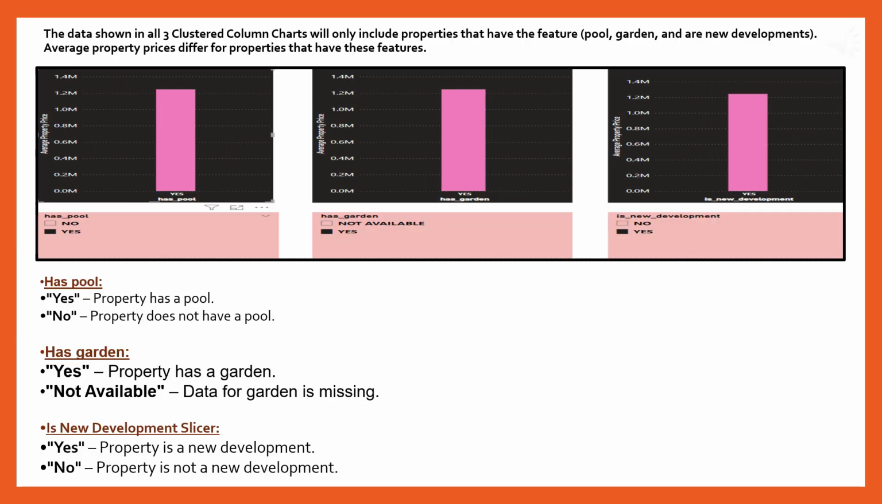So the data shown in all three clustered column charts will only include properties that have their specific feature, such as pool, garden and new development.